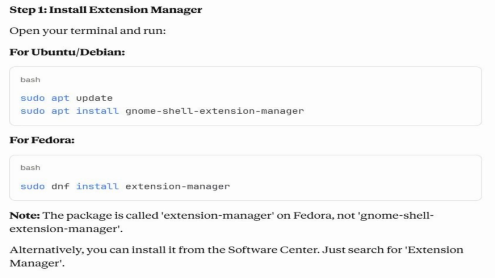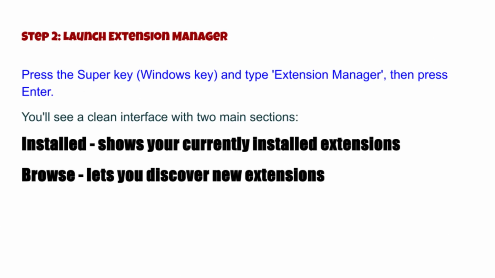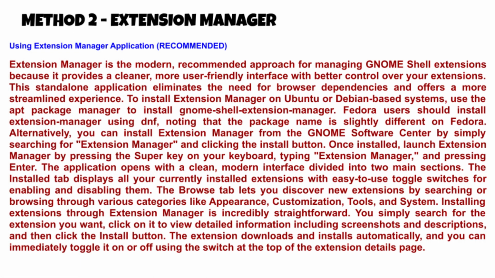Step 2, launch Extension Manager. Press the Super key, the Windows key, and type Extension Manager. Then press Enter. You'll see a clean interface with two main sections. Installed shows your currently installed extensions. Browse lets you discover new extensions. Click on the Browse tab. Here you can search for extensions or browse by category.